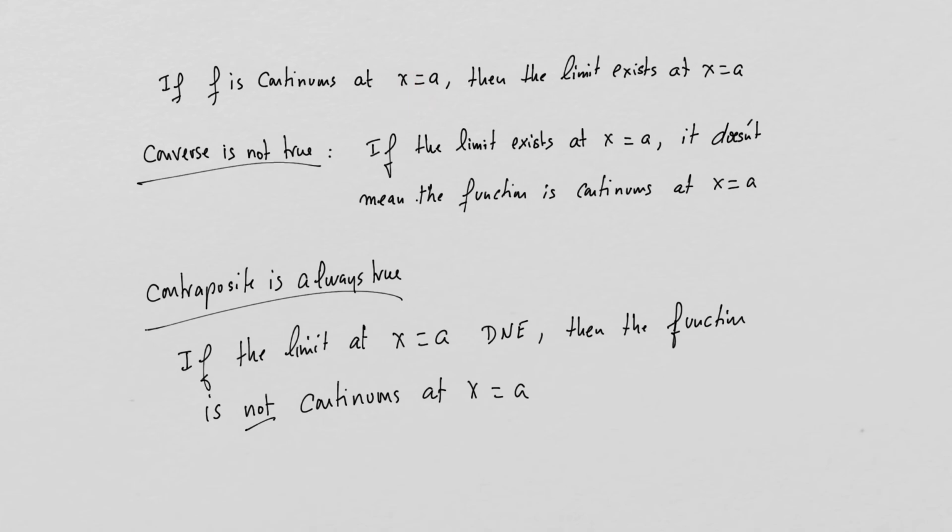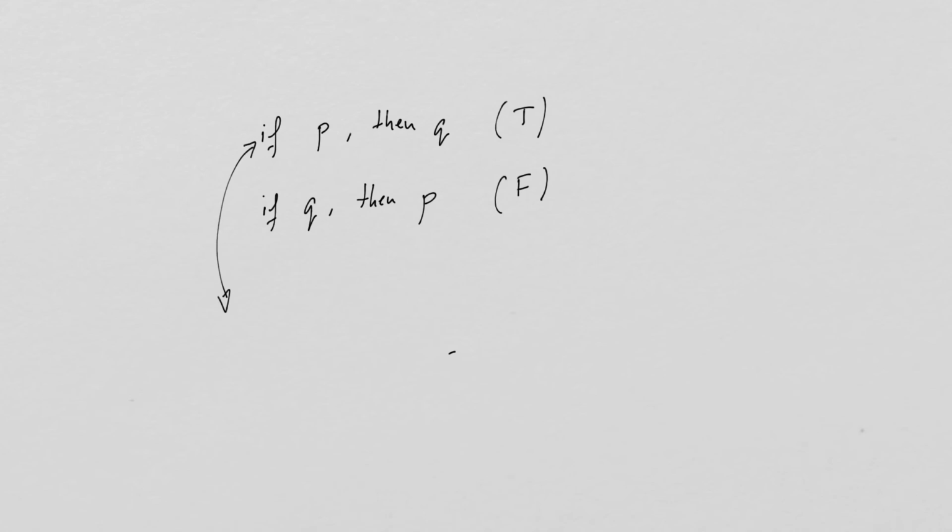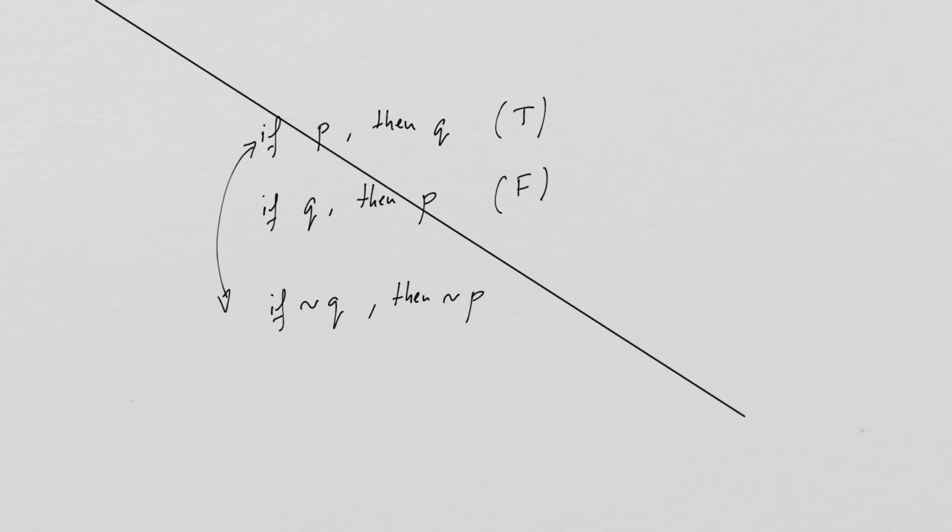However, if the statement is true, the contrapositive is always true. So let me pause for a second. Imagine I have a statement, if P, then Q. Let's say that is a true statement. The converse says if Q, then P. Well, this is not always true, so we call it false. The contrapositive always matches the original statement. If not Q, then not P. This is called the contrapositive.